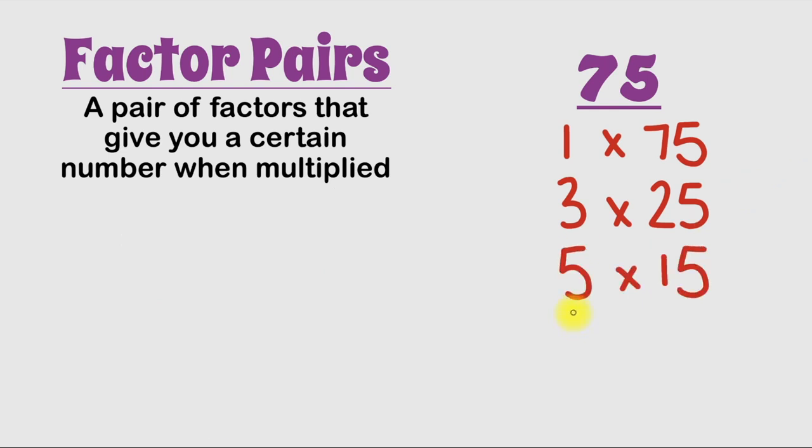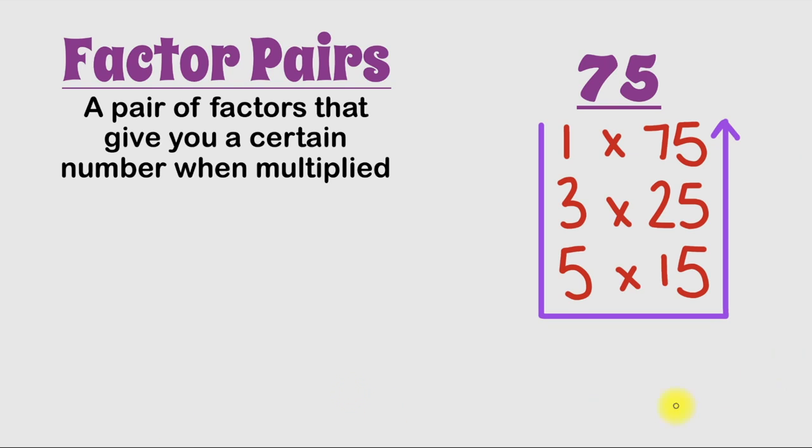Now 6 can't go into 75, 7 can't, neither can 8, or 9, or 10, or 11, or 12, or 13, or 14, but 15 can. And since we already have the number 15 in our list of factor pairs, that means we're done. And we can write our factors in order from least to greatest by going around our list of factor pairs.